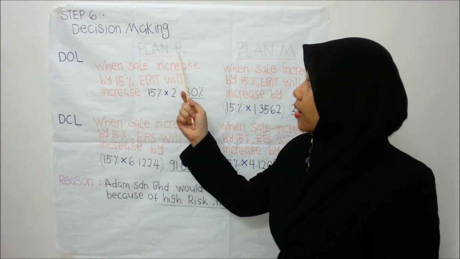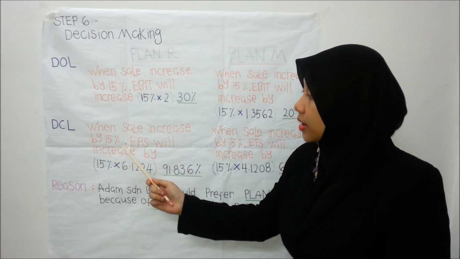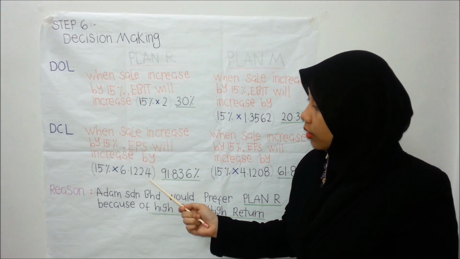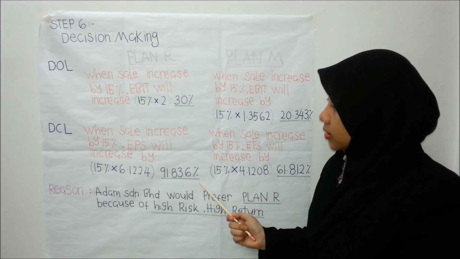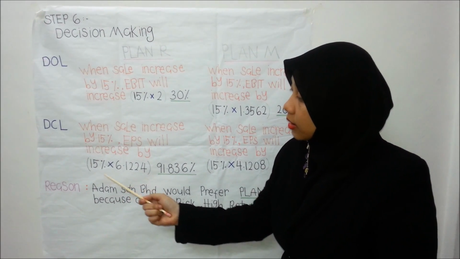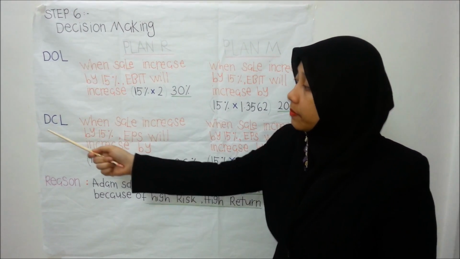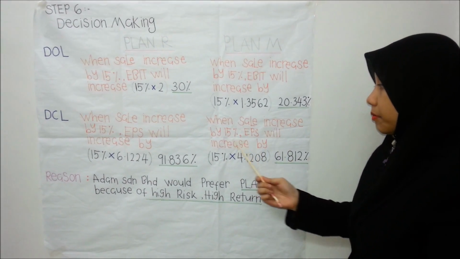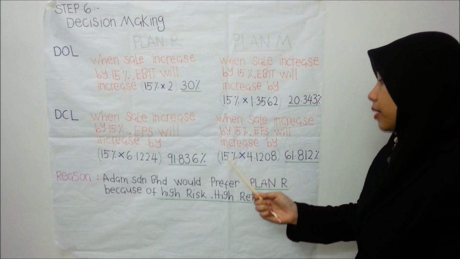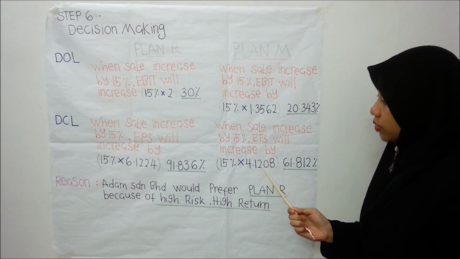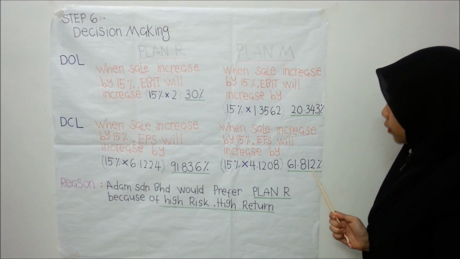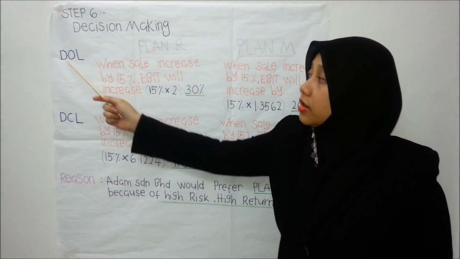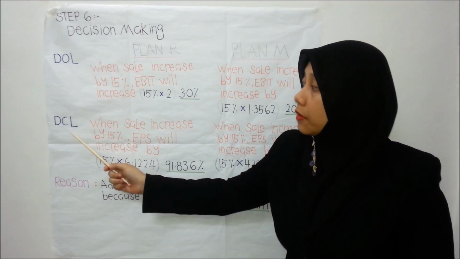Now let's move on to degree of combined leverage. For plan R, when sales increase by 50%, EPS will increase by 50% times 6.1224, and we got 91.836%. The 50% was also given by the question, and the 6.1224 we got from the DCL answer. Now DCL for plan M: when sales increase by 50%, EPS will increase by 50% times 4.1208, and we got 61.812%.